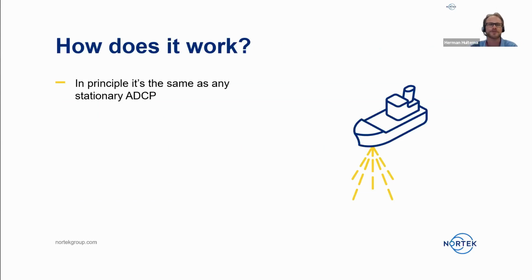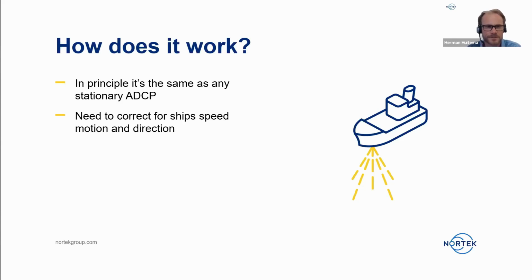So how does it work? Well, it works basically the same as any other ADCP, which is stationary on the bottom, but then it's mounted upside down on a moving vessel. So clearly you need to correct for the ship's speed and motion and also the direction of the vessel. And that's where vessel-mounted acquisition software is designed, which will handle this and uses data from different sources to correct for the raw ADCP data.